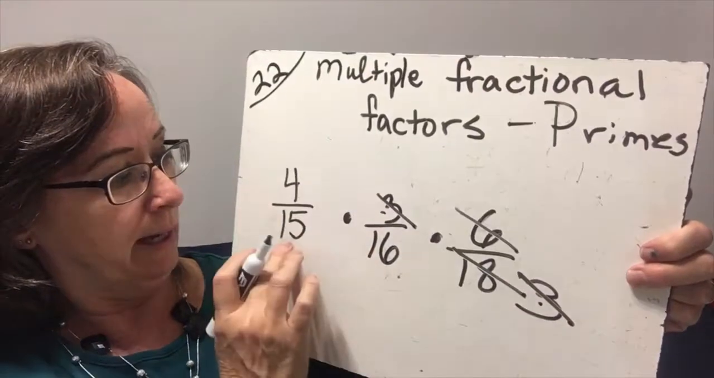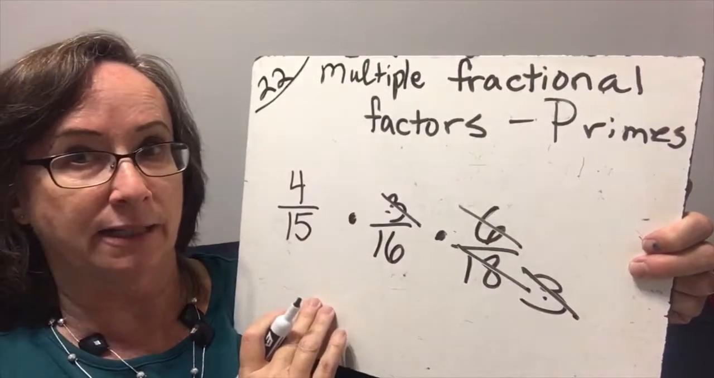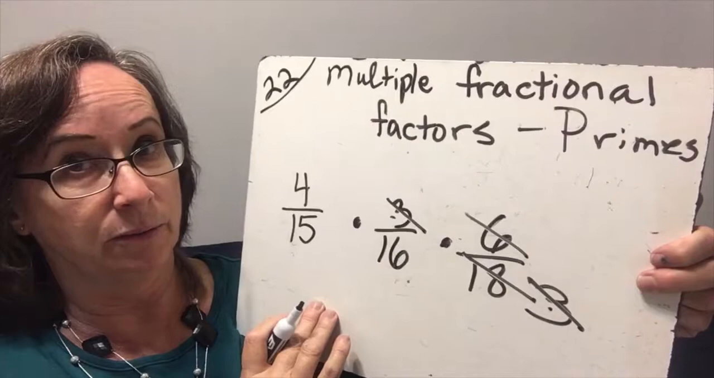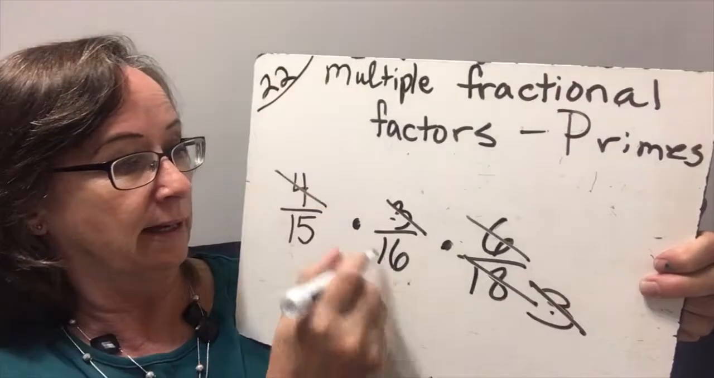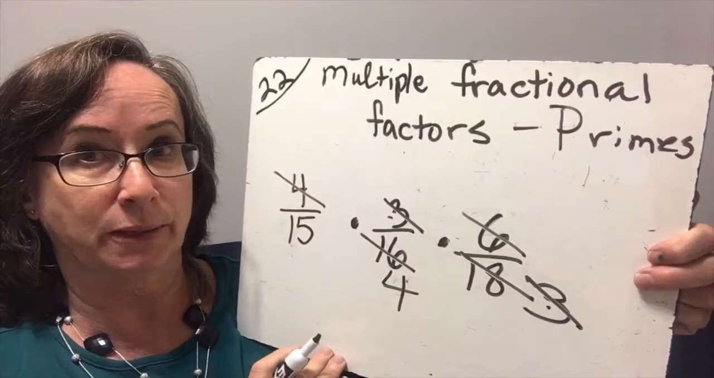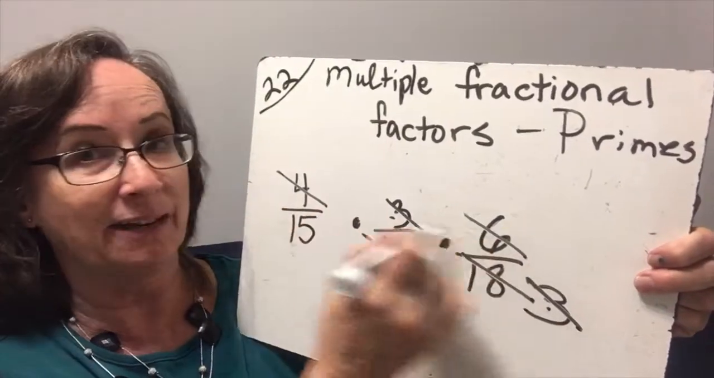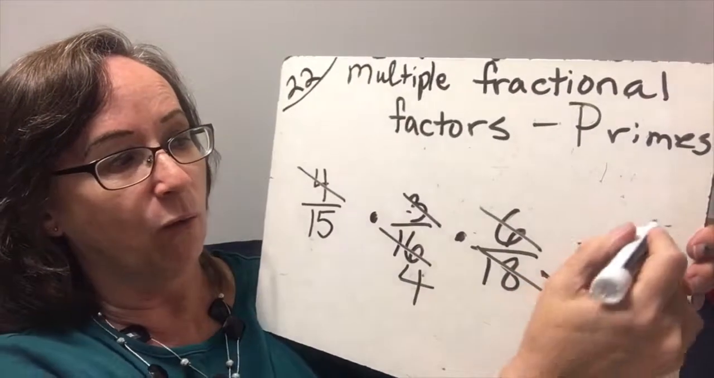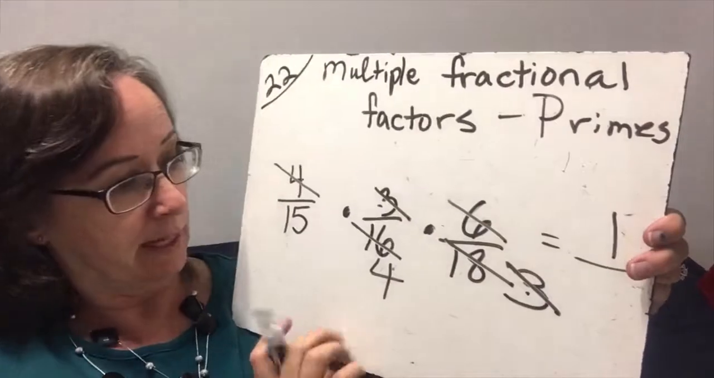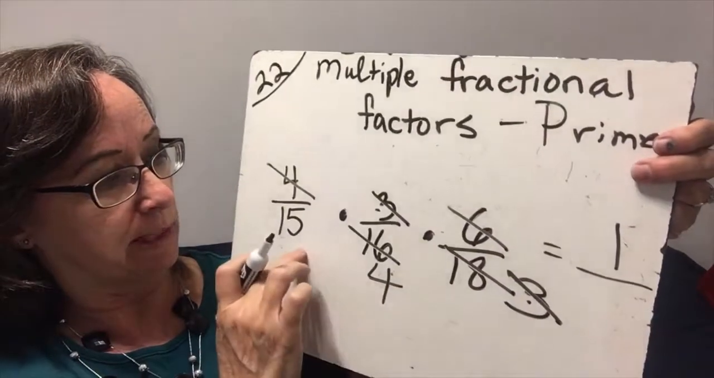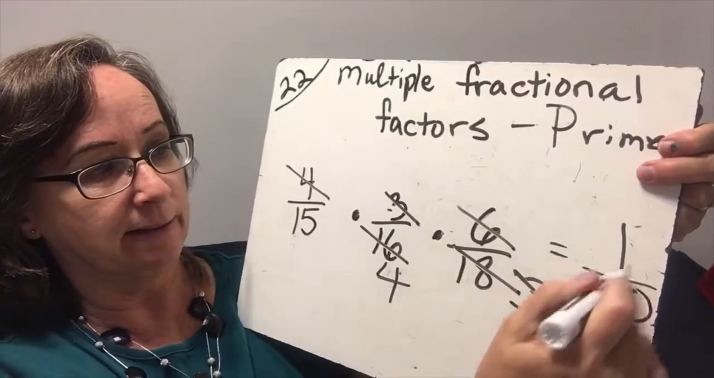So now I have a 4 and a 15 and a 16 on the denominator. But I know that a 4 goes into a 16. So I'm going to cancel with a 4. And I have nothing left up here. So this is now a 1 in the numerator. And my denominator is 4 times 15, which is 60.